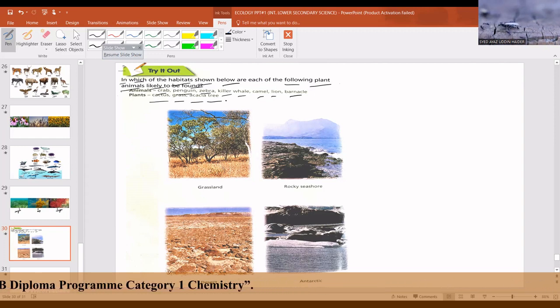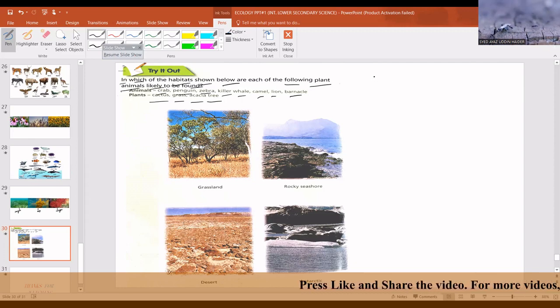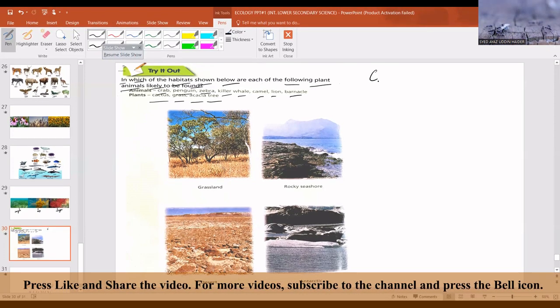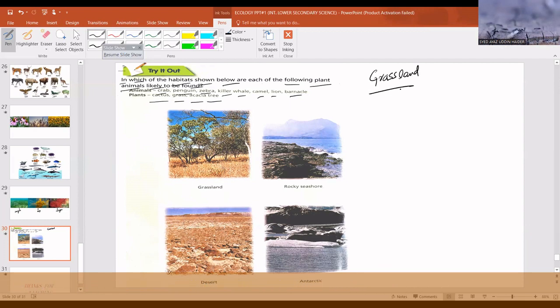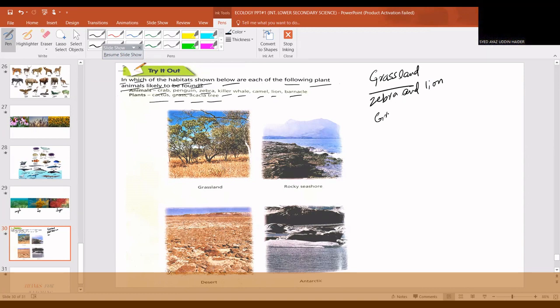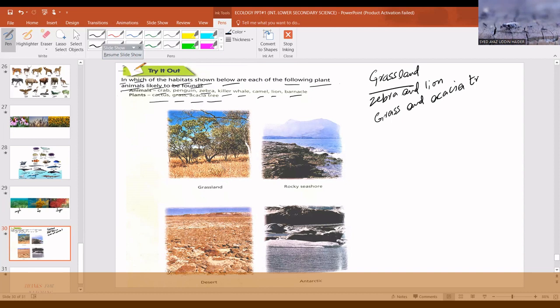So grassland supports animals like zebra. So I'm writing the community here, community or habitat, grassland, and you find animals like zebra and lion. What about the plants? We'll find grass and acacia tree.